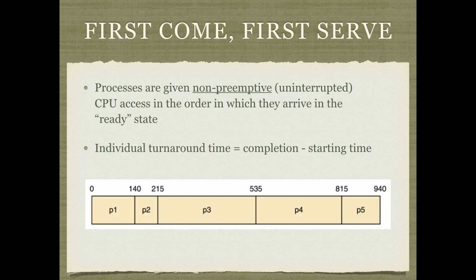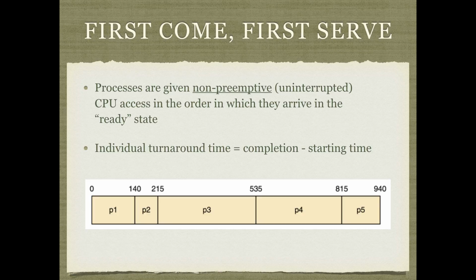The time to complete, the turnaround time here, is simply the completion time of the very last process minus the starting time. So P1, process 1, takes 140 cycles. Process 2 is 75, which puts us up to 215. Process 3 is 320 cycles, which puts us up to 535. Process 4 is 280, which puts us up to 815. And process 5 is 125, which puts us up to 940. So the turnaround time, 940 minus 0, is obviously 940.